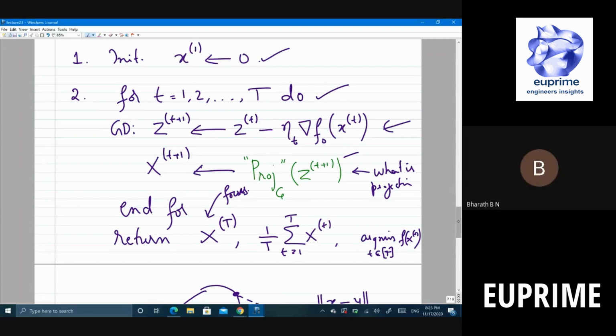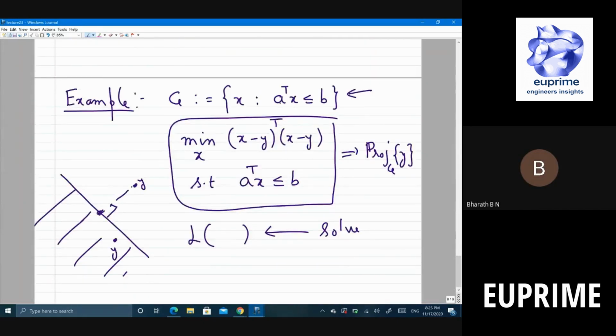You are saying if, let's say, you have another constraint, which is A dash transpose x less than or equal to b dash. If that is your other constraint, then yes, true.